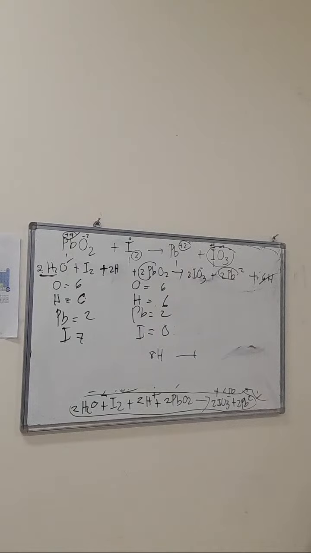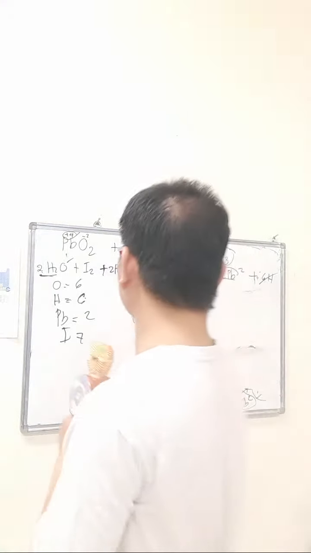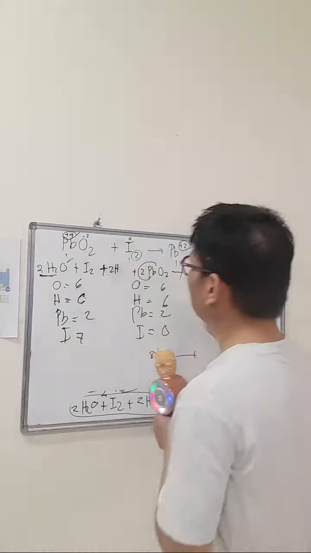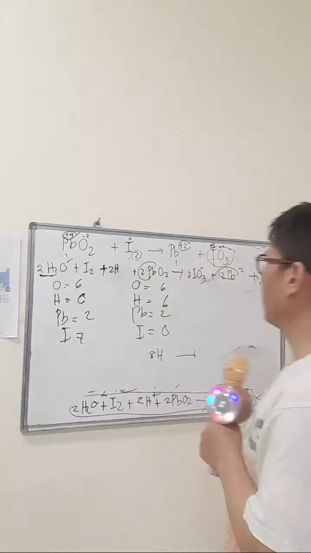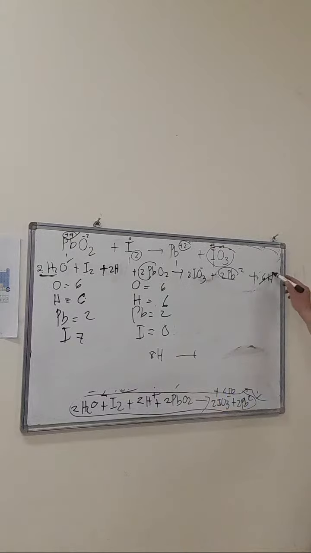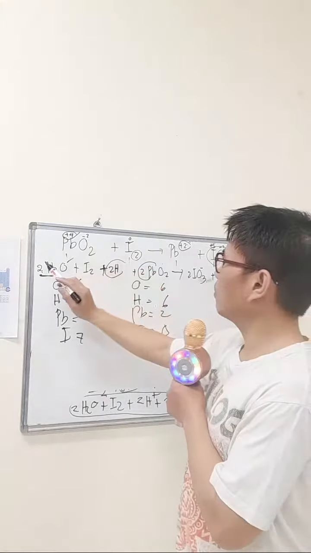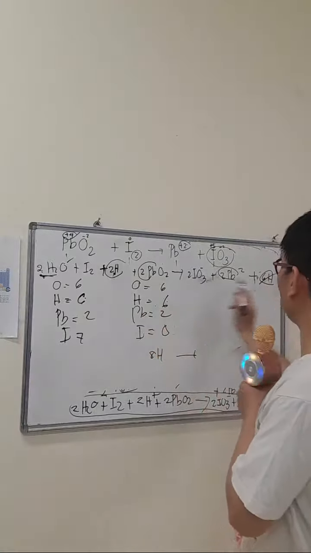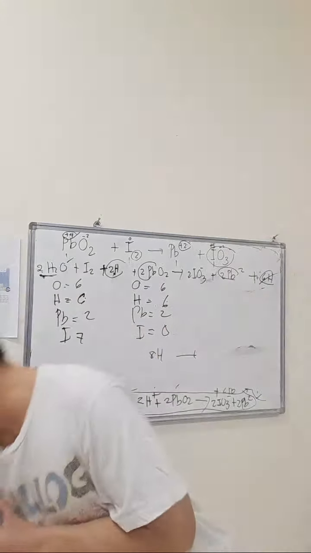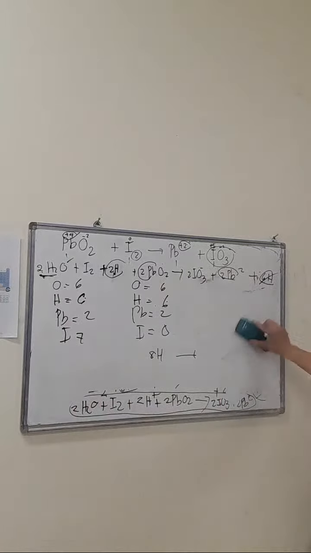You get the point? Any questions so far? Okay, no questions. So this will be the balanced equation. 6H here, 2H here. So 4 plus 2 is 6H. 6, perfect. Get the point?